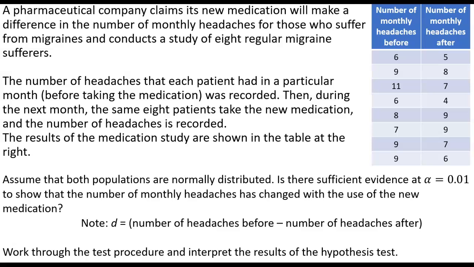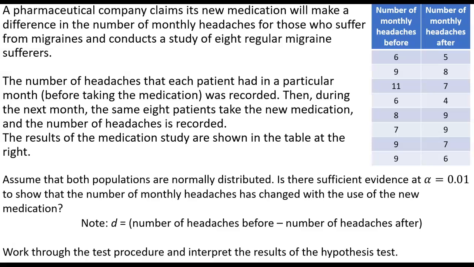Okay, let's jump in. A pharmaceutical company claims its new medication will make a difference in the number of monthly headaches for those who suffer from migraines and conducts a study of 8 regular migraine sufferers. The number of headaches that each patient had in a particular month before taking the medication was recorded. Then, during the next month, the same 8 patients take the new medication, and the number of headaches is recorded. The results of the medication study are shown in the table at the right. Assume that both populations are normally distributed. Is there sufficient evidence at alpha equals 0.01 to show that the number of monthly headaches has changed with the use of the new medication?